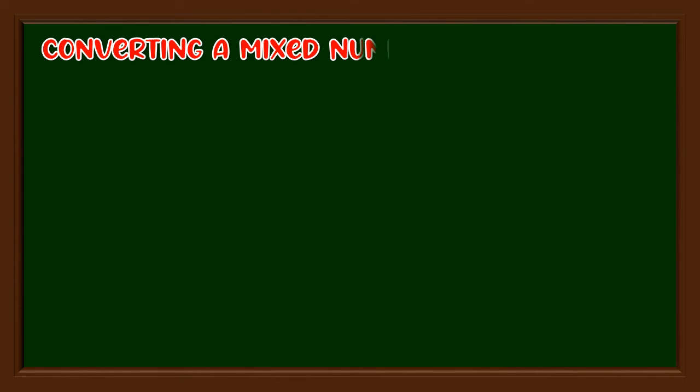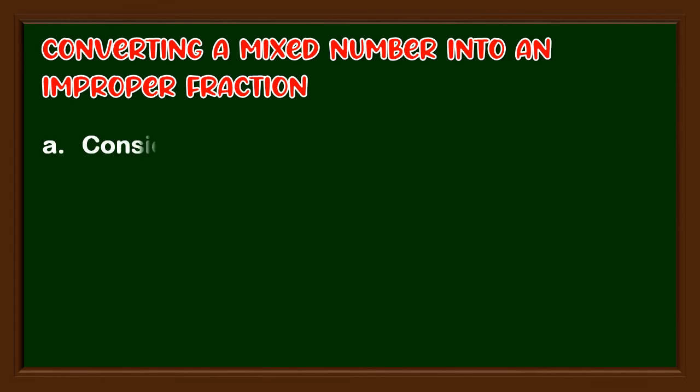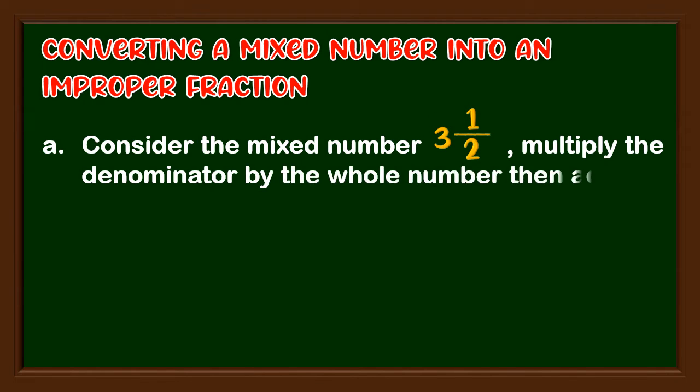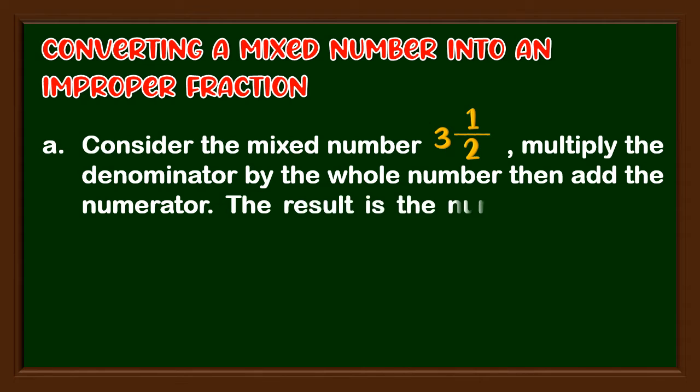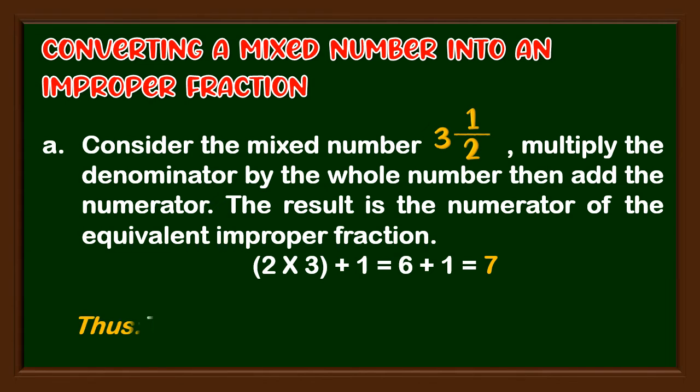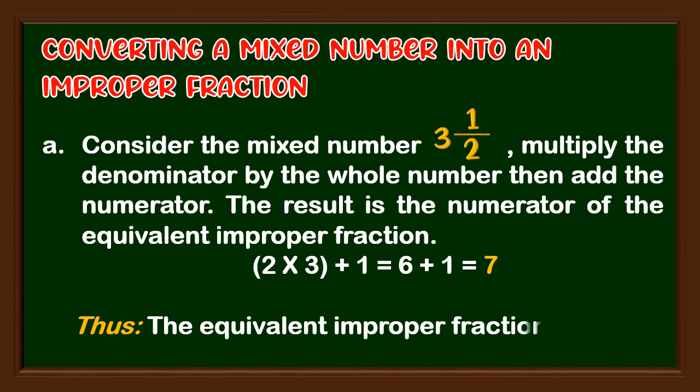And now let's convert a mixed number into an improper fraction. Consider the mixed number 3 and 1/2. Multiply the denominator by the whole number, then add the numerator. The result is the numerator of the equivalent improper fraction. 2 times 3 plus 1 equals 6 plus 1 equals 7. Thus, the equivalent improper fraction is 7/2 or 7 over 2.